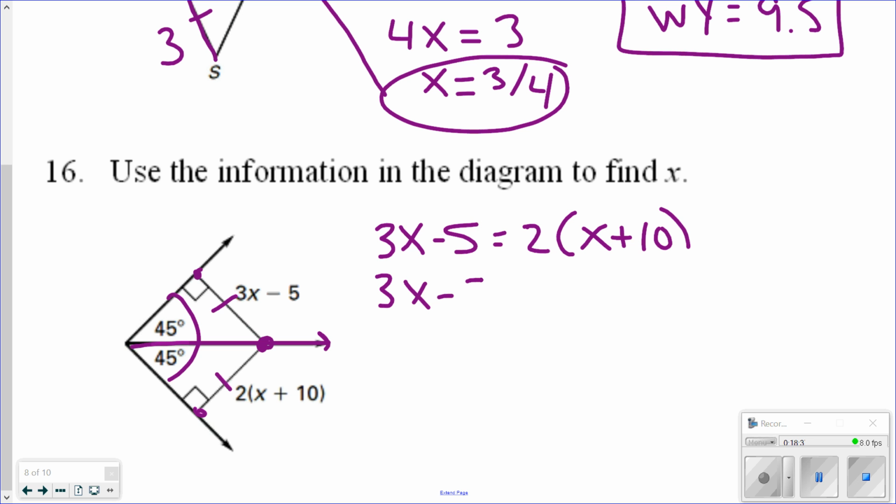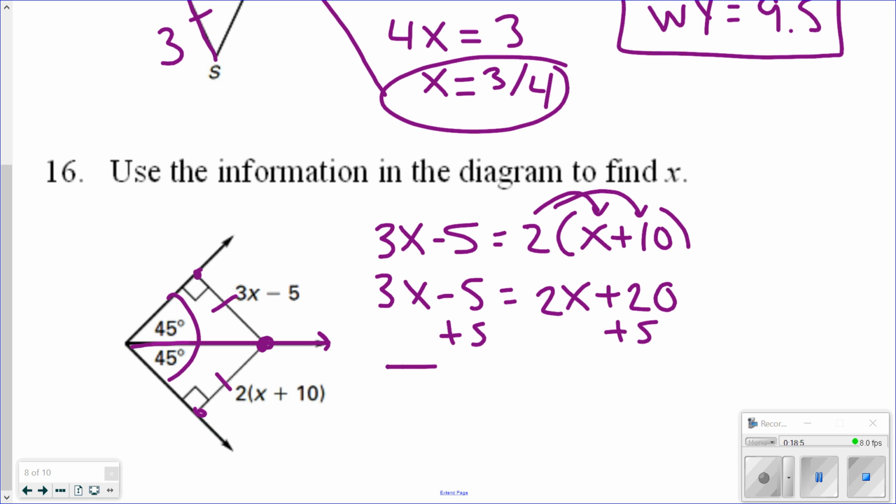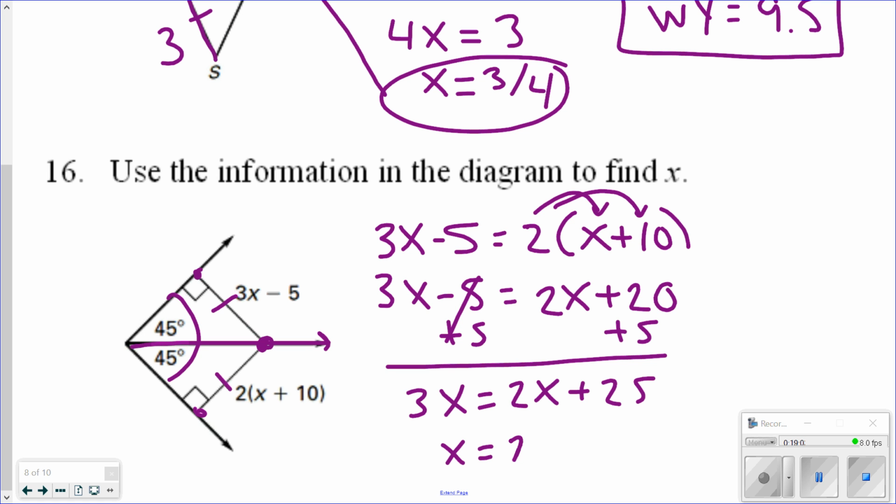So this part of the equation does not simplify. However, this will, because I can distribute that inside the parentheses, and I get 2x plus 20. Let's add 5. Add 5. So 3x is equal to 2x plus 25. Subtract 2x from each side. I end up getting that x is equal to 25.